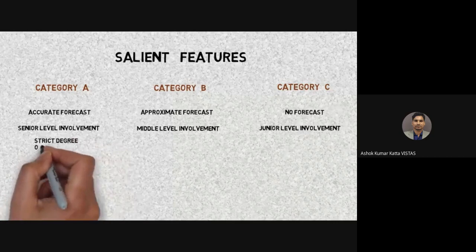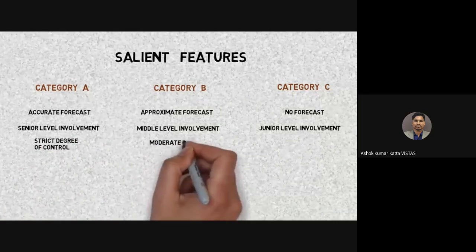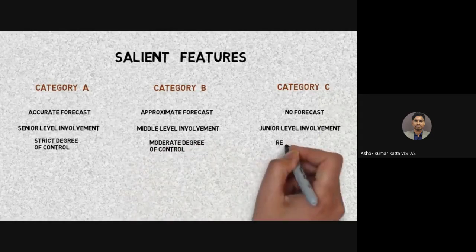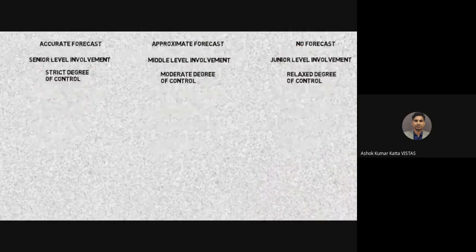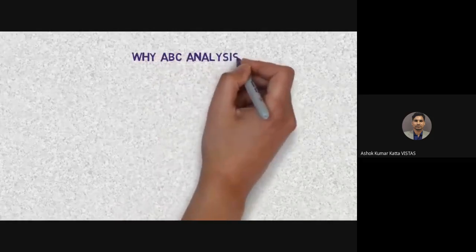Strict degree of control is maintained in material A, moderate degree of control is maintained in material B, and relaxed degree of control is maintained in material C. Now, why do we need ABC analysis?